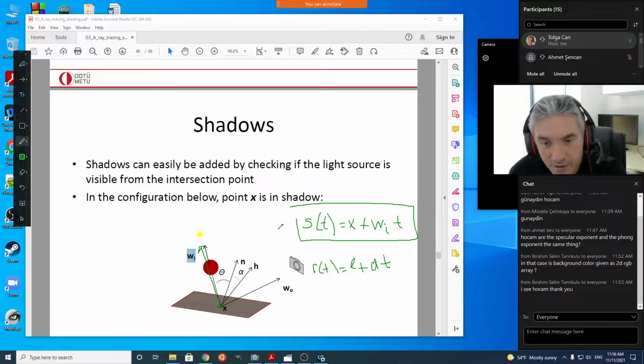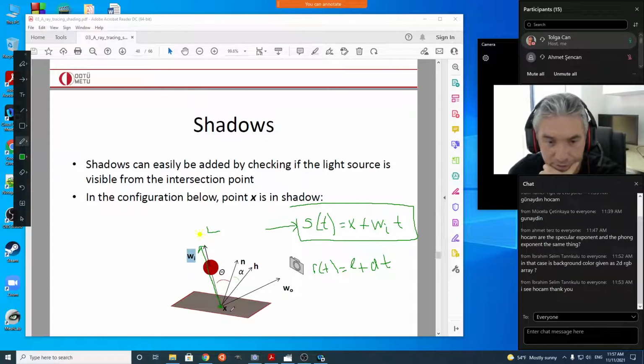Now, I do the same thing. Look at this ray. All I need to do is execute the same function to figure out whether this ray that originates from x and goes in the direction of the light ray intersects an object between x and the light's position. Okay? Now, how can we do that?